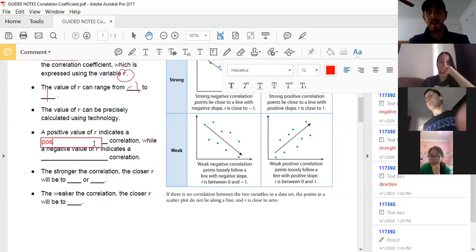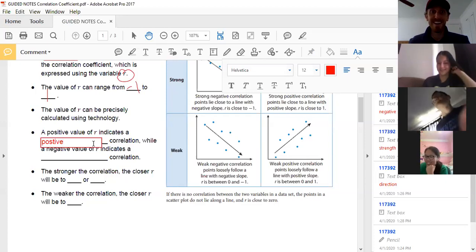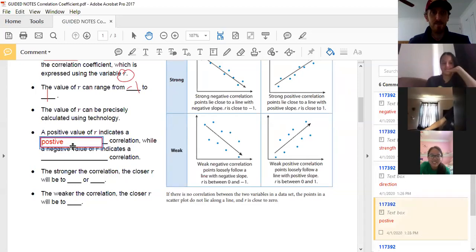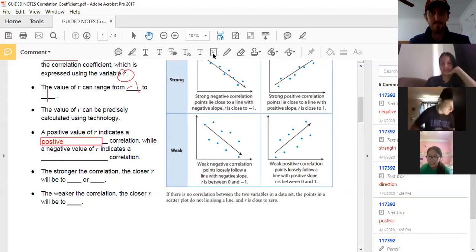Positive. Yeah, Emily, you got it. I know it's really tough, right? And then a negative R value is going to be negative. Yeah, man, negative. You guys are super smart.